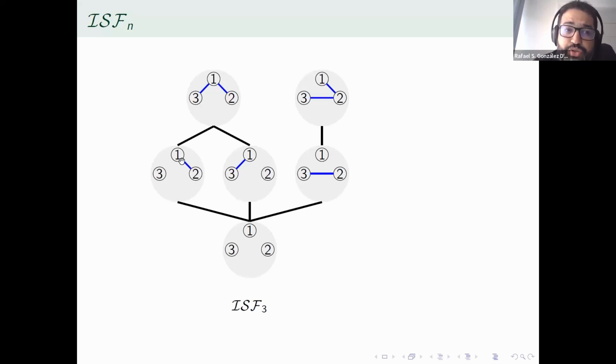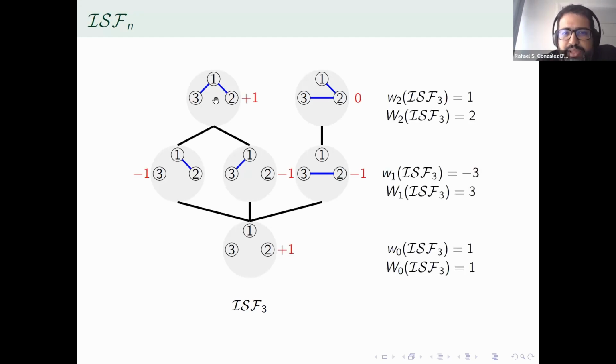Okay, so if I merge these two trees, so I have the roots 1 and 3, and I merge the roots, I choose the minimal, I get all the way here to the top. So let's play the same game again. We compute the Möbius numbers, and then we compute the Whitney numbers of the first and second kind.